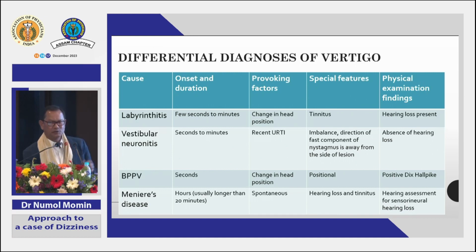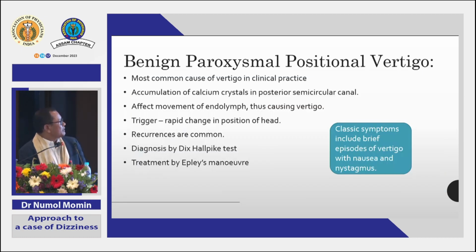Meniere's disease, we all know that it is of unknown etiology. Most commonly, females above 60 years are the sufferers. Then benign positional vertigo, I already told, is due to rapid change in position of the head. Recurrence is common. Diagnosis is by the Dix-Hallpike test. By simple clinical examination, you can distinguish this benign paroxysmal positional vertigo. Treatment is only the Epley maneuver.